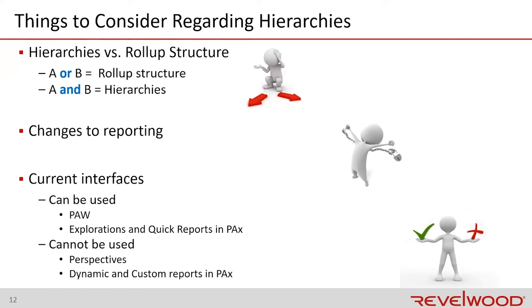Where can we use hierarchy? Everything associated with the PA concept. We can use it in PAW. We can use it within the PAX environment. We can use it for explorations. We can use it for quick reports. Where are hierarchies not currently designed to be supported? In the legacy tools, in legacy Excel within perspectives, in the legacy style reporting in PAX, the dynamic and the custom reports.